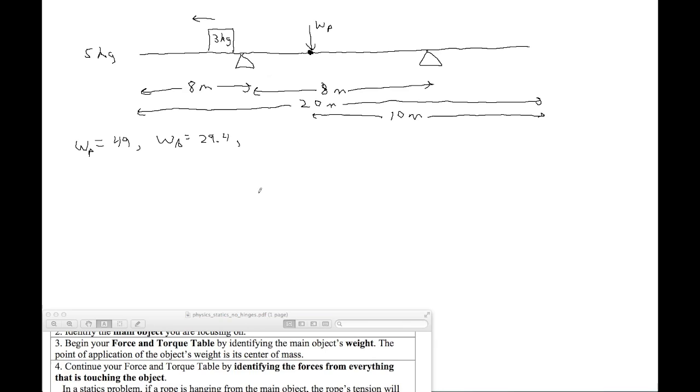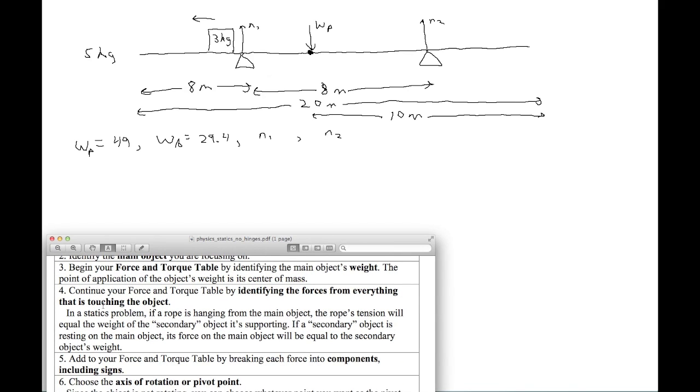Any other forces on the plank? So we would have the forces from both of the pivot points going up, or both of the fulcrums going up. We could call those two normal forces. So we could call that normal force 1 and normal force 2. And those are the only things that are touching the object. So that completes step 4.